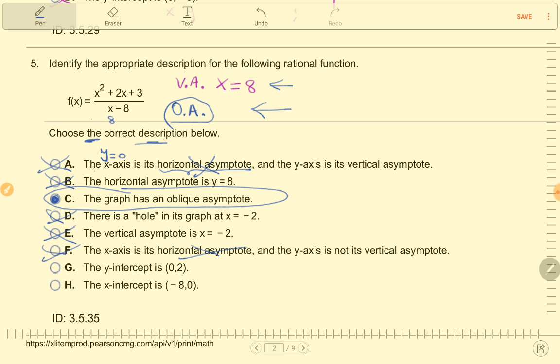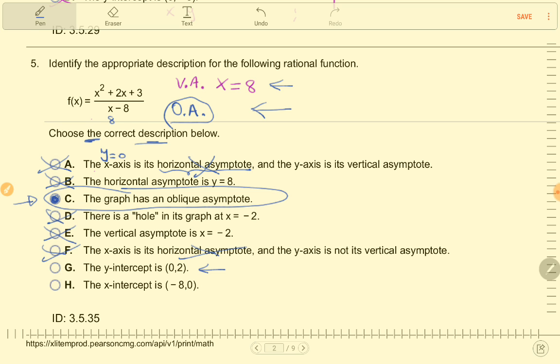The y-intercept is (0, 2), and the x-intercept. Okay, so those are two that we could check, and I'm just going to do them, even though I'm very confident this is the answer. I'm just going to explore these so that you at least know how to tell if they're true or not.